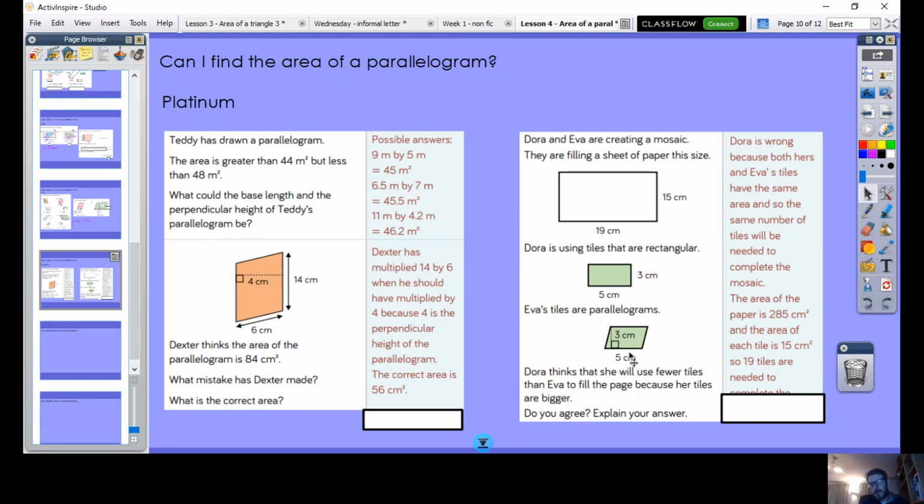So the area of both of these, even though this is a parallelogram and this is a rectangle, they both have an area of 15 centimeters squared. So they have the same area, and so the same number of tiles will be needed to complete the mosaic. The area of the paper is 285 centimeters squared, and the area of each tile is 15 centimeters squared. So 19 tiles are needed to complete the pattern.